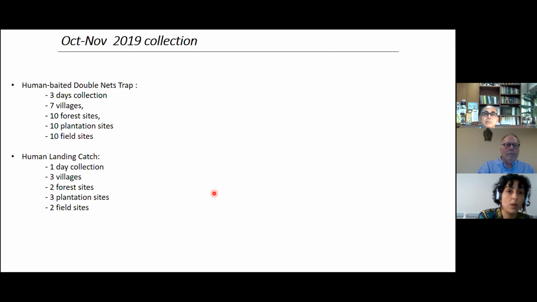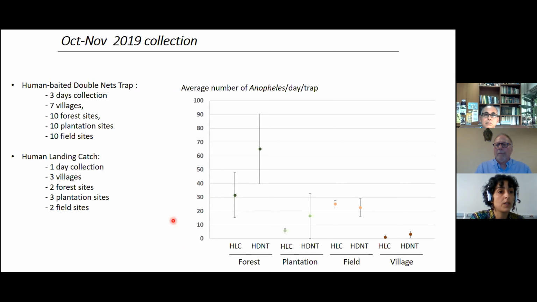preliminary results without any statistics because samples are too low. But you have here the average number of Anopheles collected per day per trap in the forests, plantations, fields, and villages using the HLC method or the double net methods. And you can see that most of the time you have more or less similar numbers, and sometimes we even have higher numbers of Anopheles collected in the double net traps.